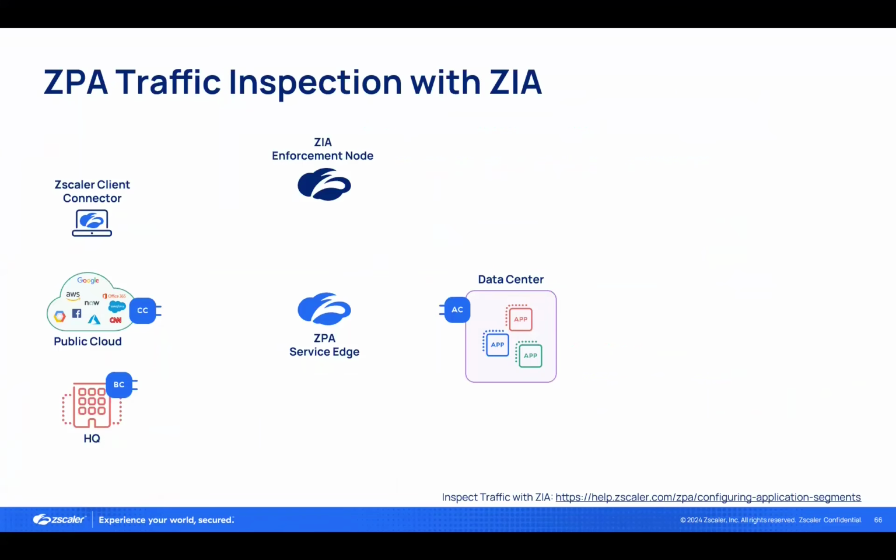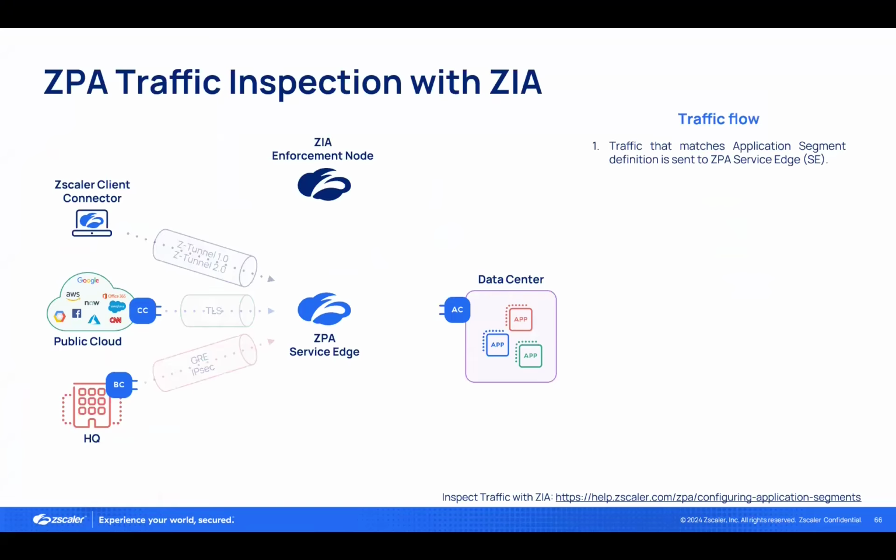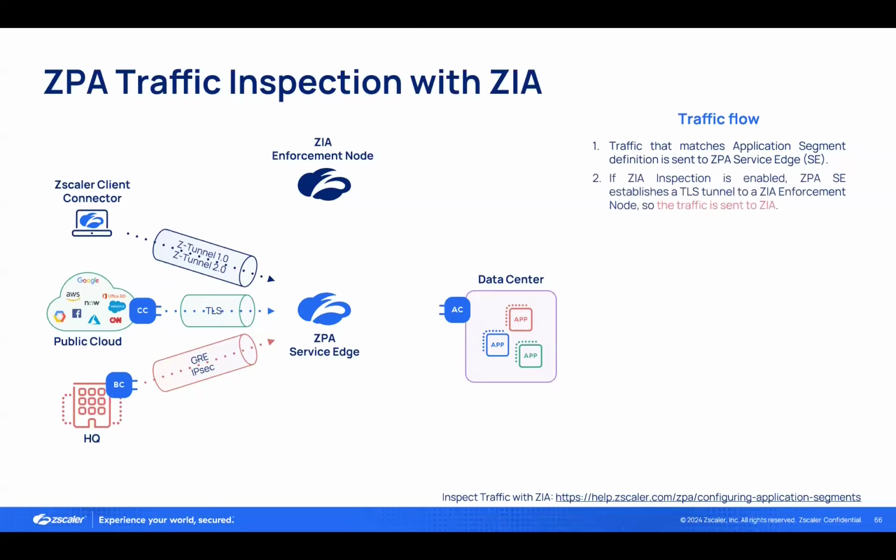Finally, understand that you can leverage Zscaler Internet Access to inspect ZPA traffic. This works the following way. Traffic that matches an application segment definition is sent to the ZPA service edge as is normal for ZPA. If ZIA inspection is enabled, the ZPA service edge will establish a TLS tunnel to a ZIA enforcement node so that the traffic is sent to ZIA. Security policy configured on the ZIA side will then be enforced.